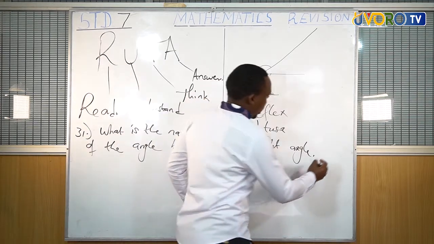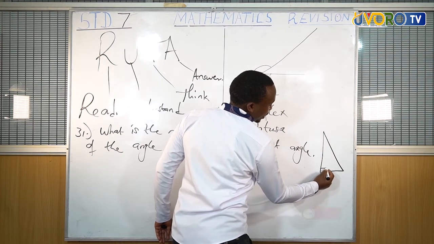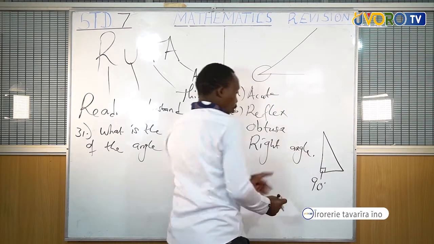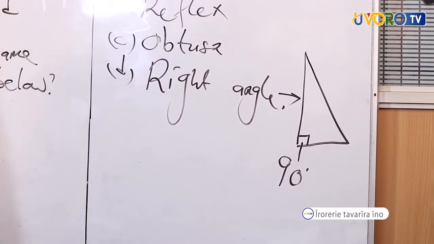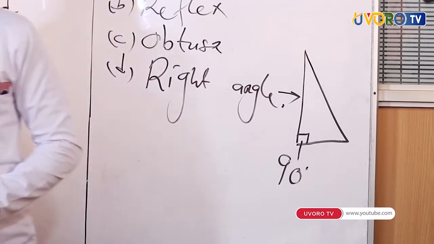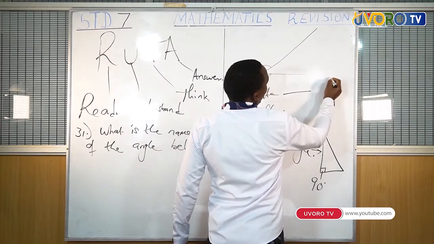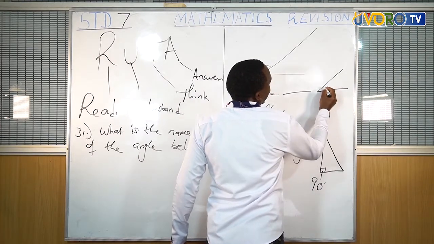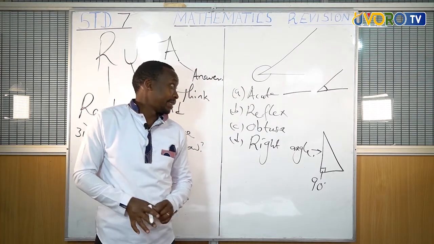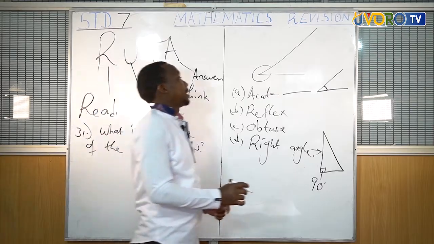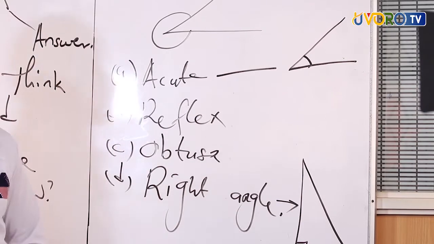Yes, very good. So now a right angle triangle has an angle which is 90 degrees. This is what we call a right angled triangle. Now, what about acute angle? Class 7, come on. Wake up. Acute angle, it is sharp. It is less than 90 degrees.